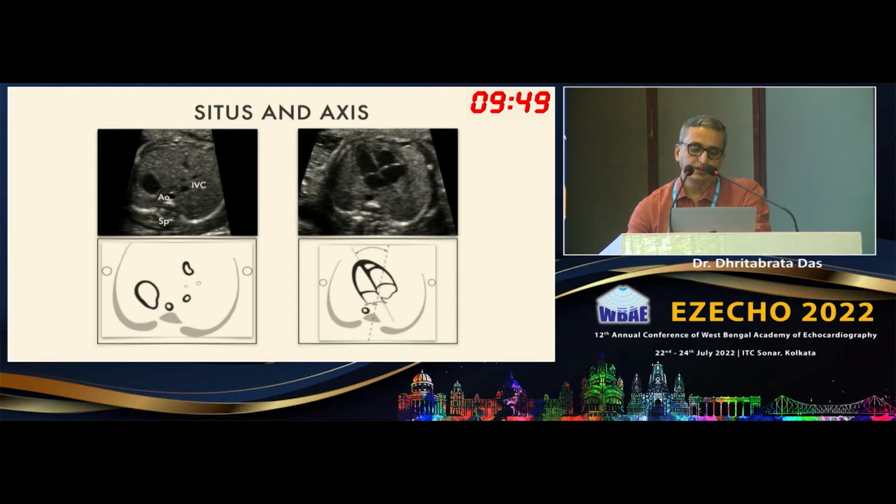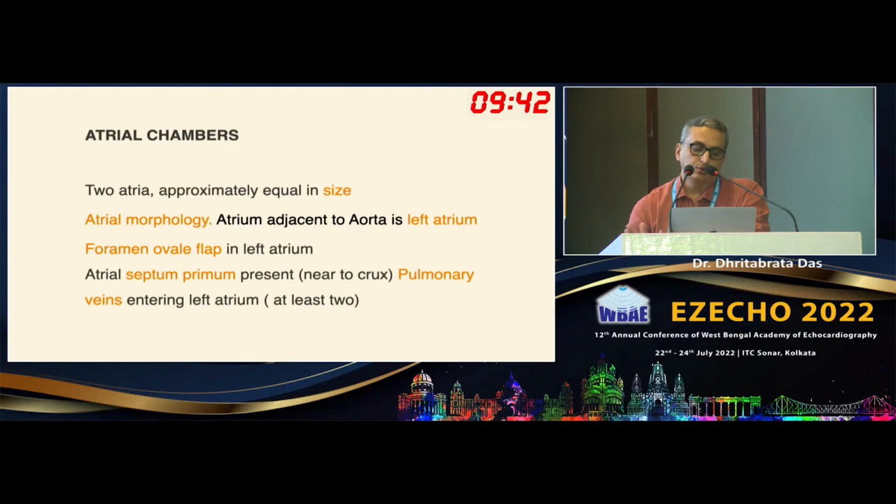I am not going into the details, you all know. And the axis also you can see from the image. Then you should look at both the atrial and ventricular chambers. You should ensure the two atria, which are approximately equal in size in the mid-trimester, but as the gestation advances, the right-sided chambers become more prominent.